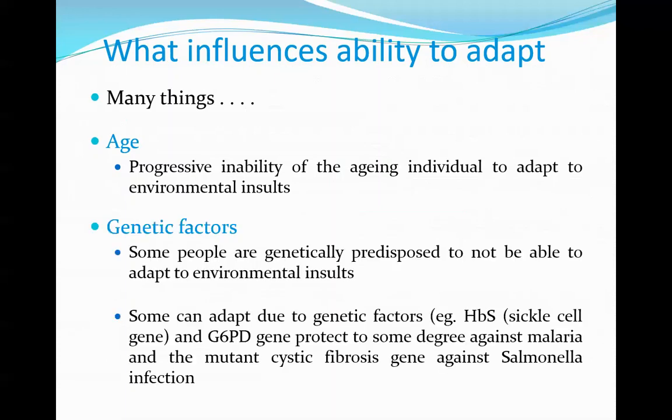Now, there are some genetic factors, like some people are genetically predisposed to be unable to adapt to the environmental effect. For example, the people who have a genetic factor of sickle cells or glucose-6-phosphate dehydrogenase deficiency never develop malaria, because the malarial parasite can never enter the RBC of these people genetically. Or if somebody has cystic fibrosis, they never develop salmonella infection.